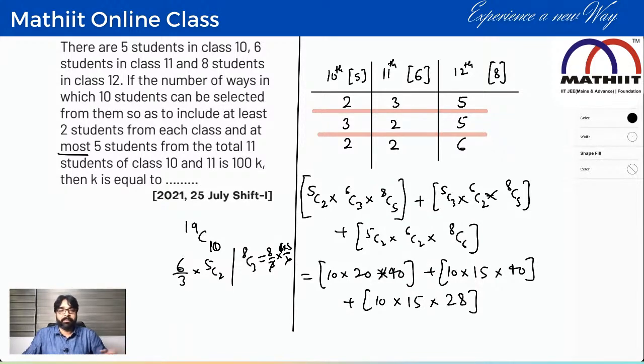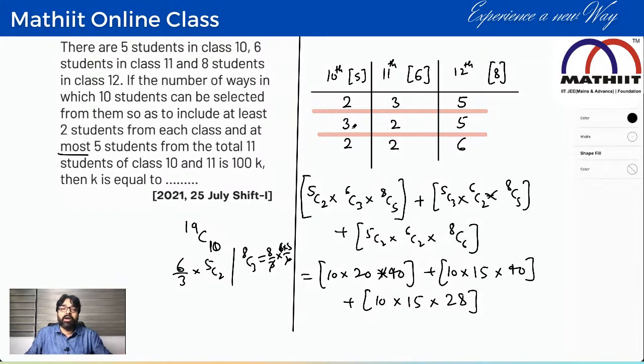Somebody is asking, can we do it another way? Of course, there is another way, but I wanted you to go by the basic way. Make cases. Without making cases, I will show you the questions. JEE questions always come on the basis of cases. I want 2 students from here, 3 students here, 5 students here. Or I want 3 students from 10th class, 2 students from here and 5 students here.